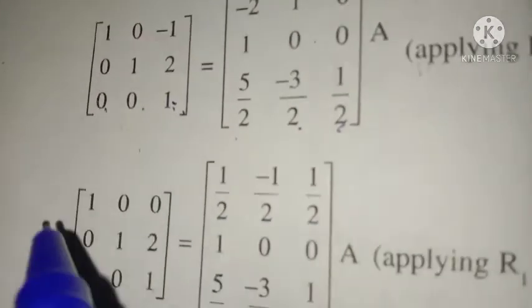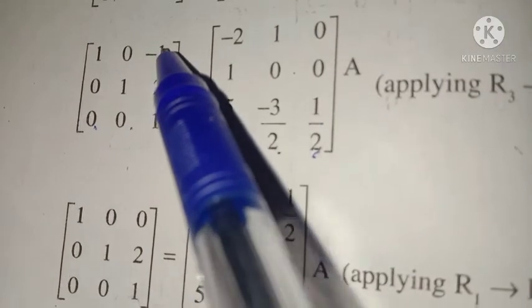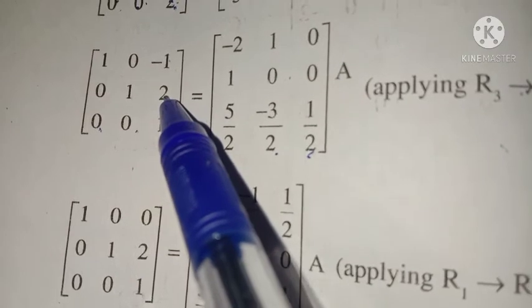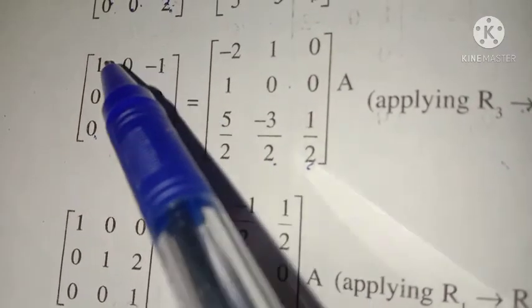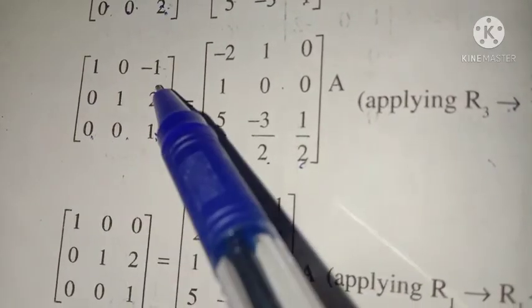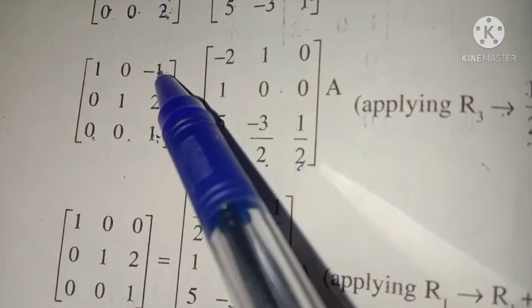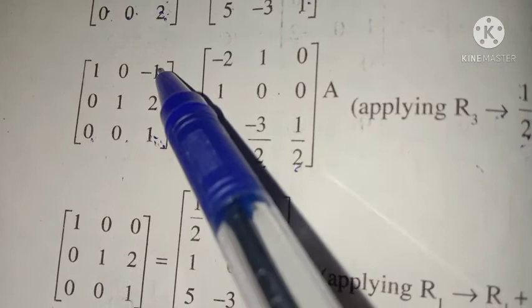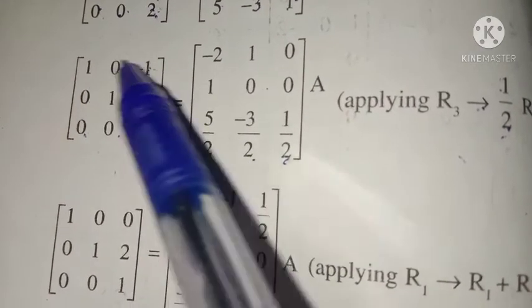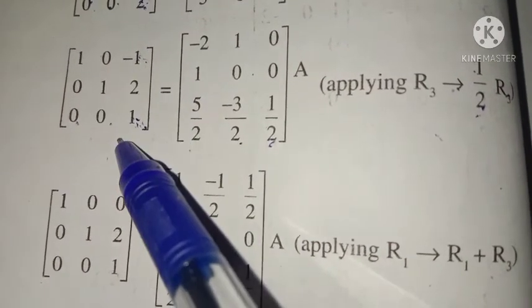Okay. Next step is we want to make these entries as 0. So first we are going to make this minus 1 as 0. After that 2. So listen, look at these three rows. Look at first row and third row. Here it is 1. Here it is minus 1. If we add these two numbers, we get this as 0. So we are going to change this R1 as just adding these two rows, R1 and R3.